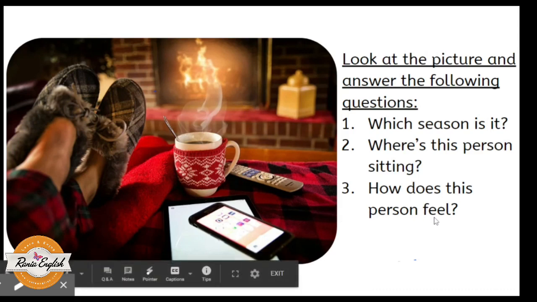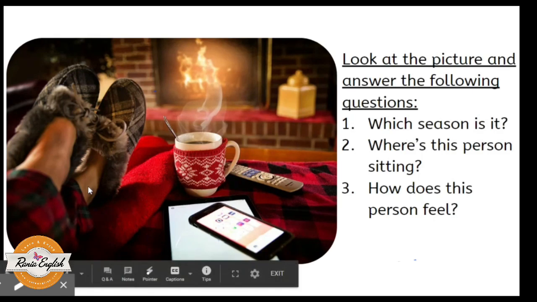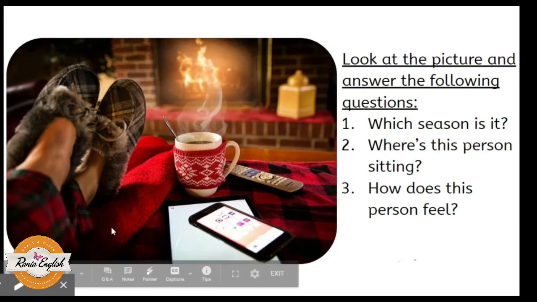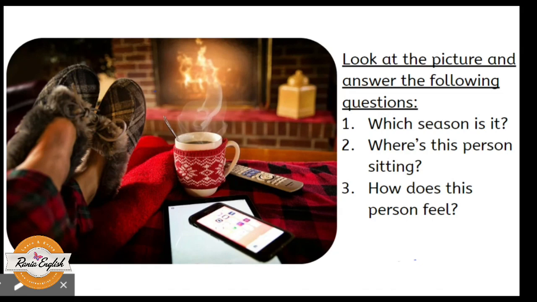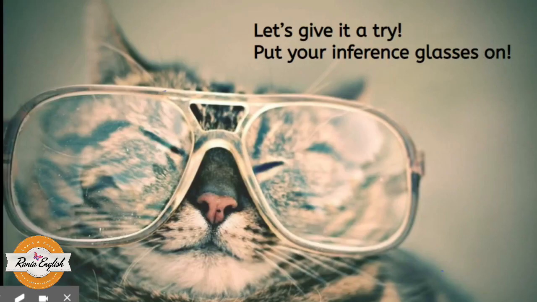How does this person feel? We don't know how this person feels, but we know that there's an iPhone and an iPad here and the remote control. And we can assume that this person is trying just to relax, leave everything behind, and just relax. So this person probably feels tired and he or she wants to relax. So these are things that we can infer about this picture. Easy, right?